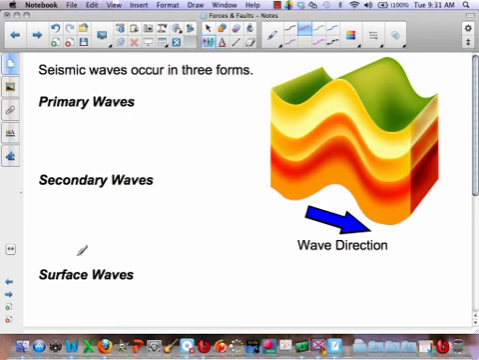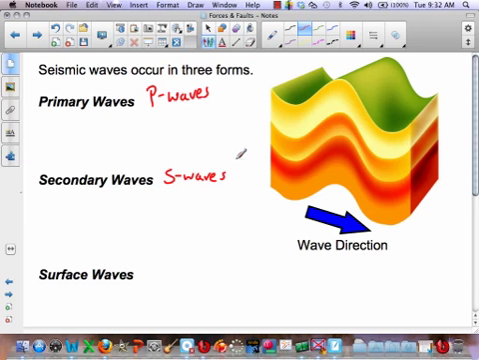And when these earthquakes occur, they occur with three different types of waves that are created. These three types of waves are labeled right here: primary, secondary, and surface waves. With your primary waves, we often refer to these as P waves. Secondary waves are S waves. And unfortunately, there's no abbreviation for surface wave.